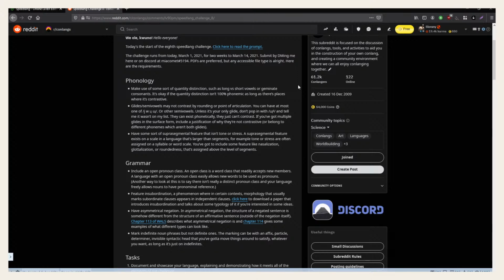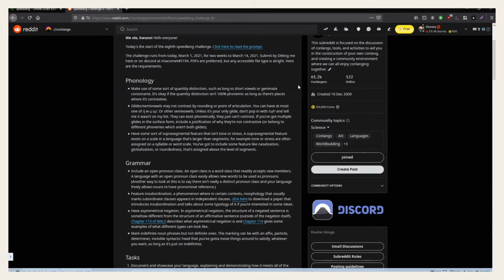Glides and semi-vowels may not contrast by rounding or point of articulation. You can have at most one of your glides or other semi-vowels, unless it's your only glide. They can exist phonetically. Okay, so they just cannot be phonemic. So I can just have vowel combinations and pretend that there are no phonemic glides. That's perfect. Yeah, I'm probably going to be annoying about that.